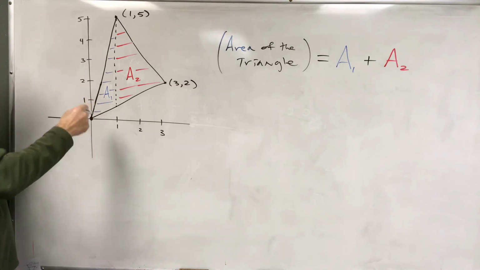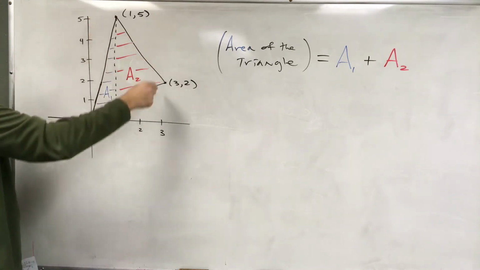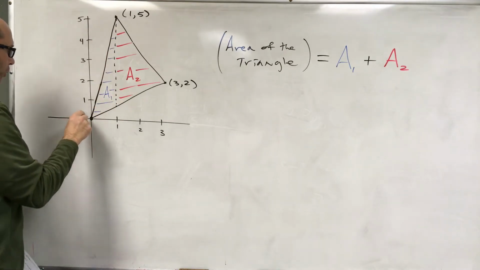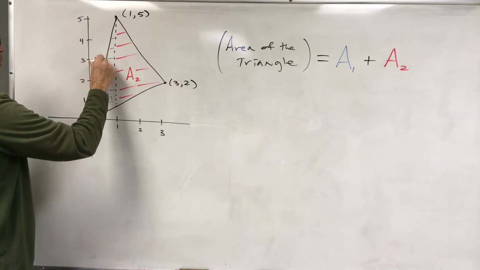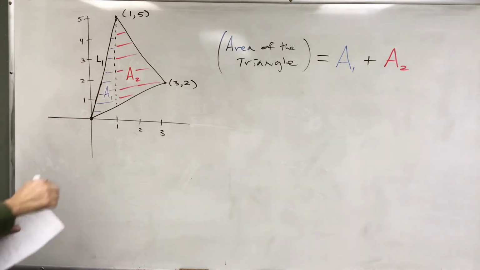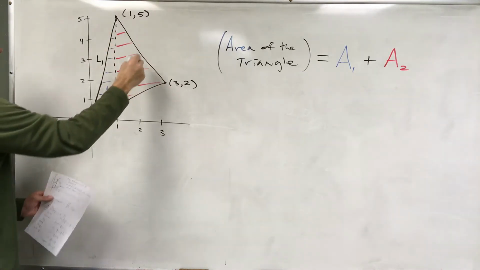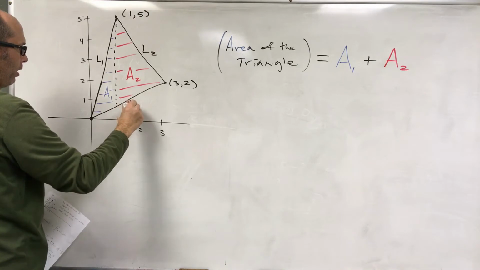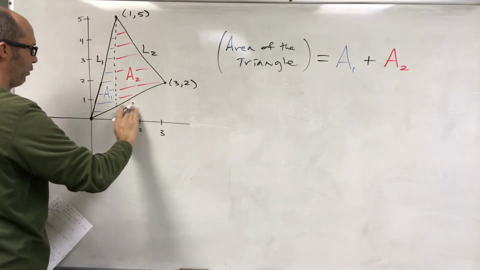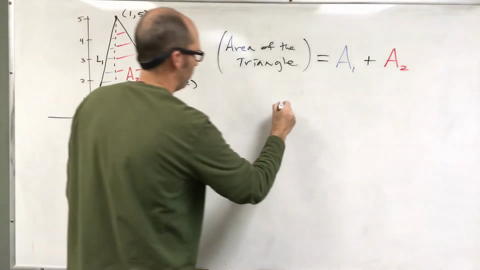All right, so now I'm going to label each of these straight lines. Imagine that I've drawn straight lines there. The straight line from 0, 0 to 1, 5, I'll label that line 1, so L1 for line 1. This line here, I'm going to label L2, and this line here, I'm going to label L3.